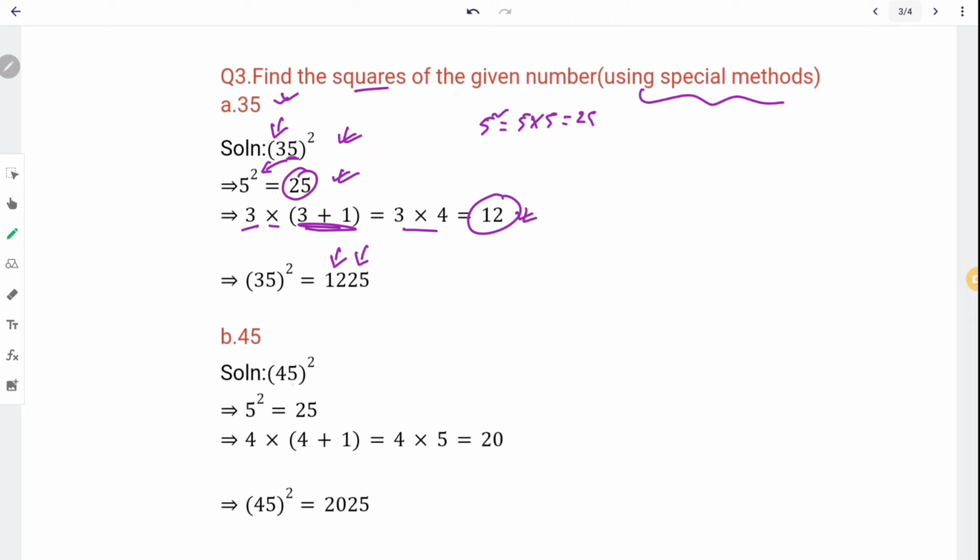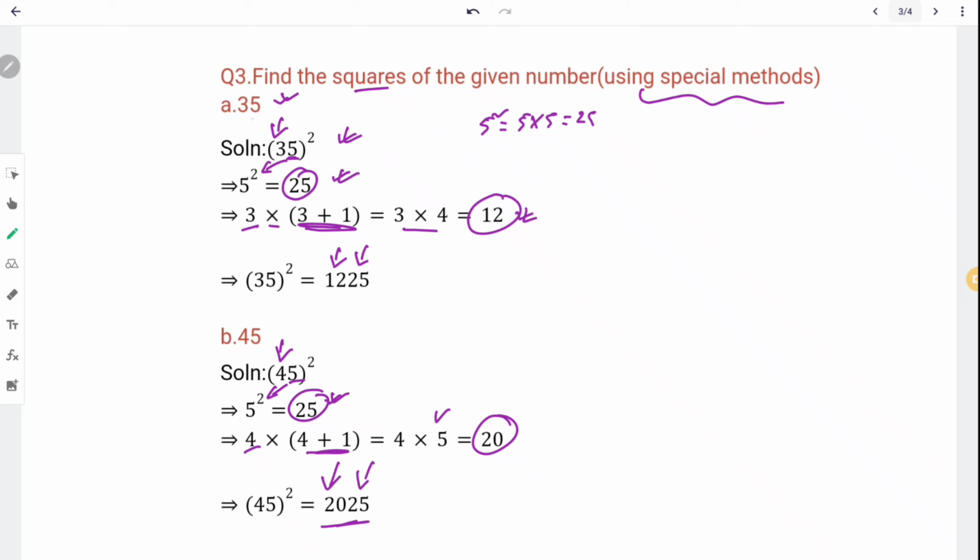45. So once again, take the ones place out and then square it. So once again, 5 square, we're going to get 25. The tens place 4, we have it here, and then just like our previous question, we have to add 1 again. Okay, 4 into 4 plus 1, so 4 plus 1 is 5, right? 4 5s are 20, then our answer will be equal to 2025. So you can say 45 square is 2025, right?